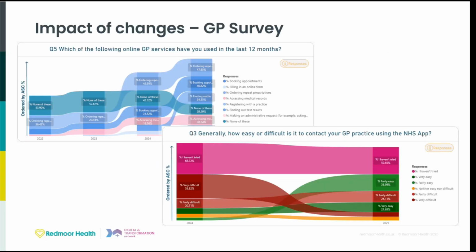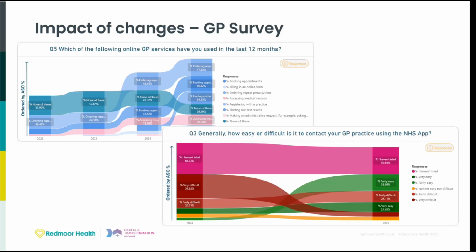And now I'm going to share the GP survey data with you on how practices use those online services and how easy they find the NHS app. So if we look at how easy they found the online services, over time, fewer patients report using none of these, and more say they're using things like repeat prescriptions, appointment booking, and accessing records.